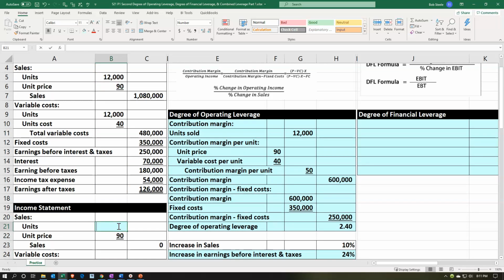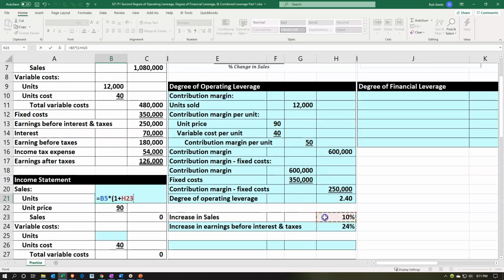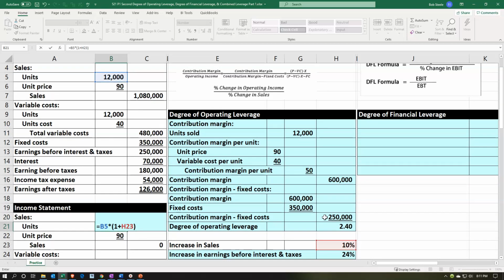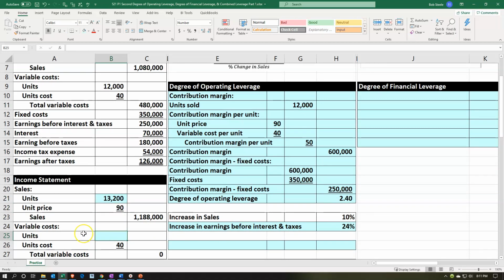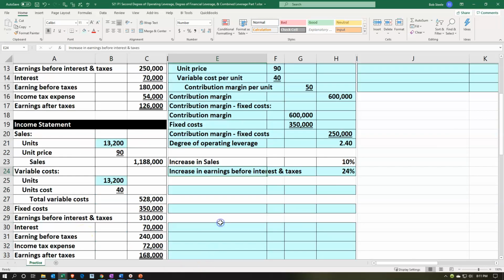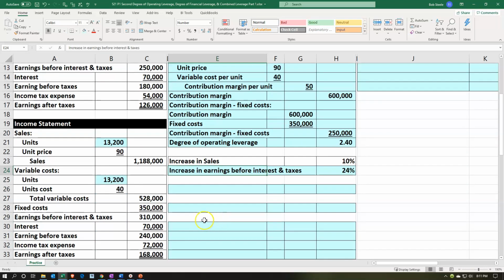Let's do that by saying this equals the 12,000 times, I'm going to say 1 plus 10%, which is this 10% there. So that's going to be the 12,000 times 110%, which would then give us the 13,200. Now the variable costs would then increase in proportion, but the fixed costs will not change. And that's kind of like the point here.